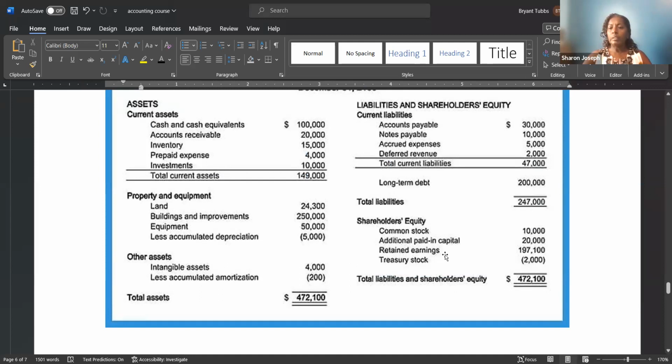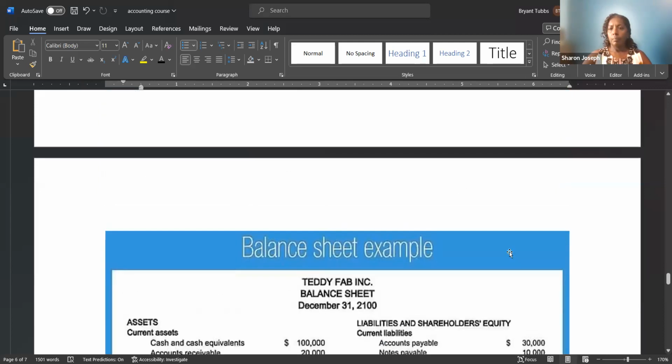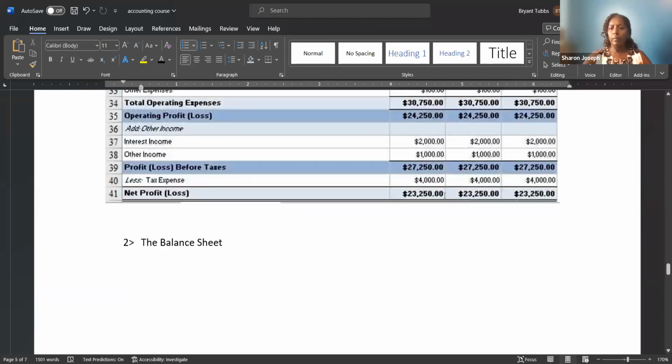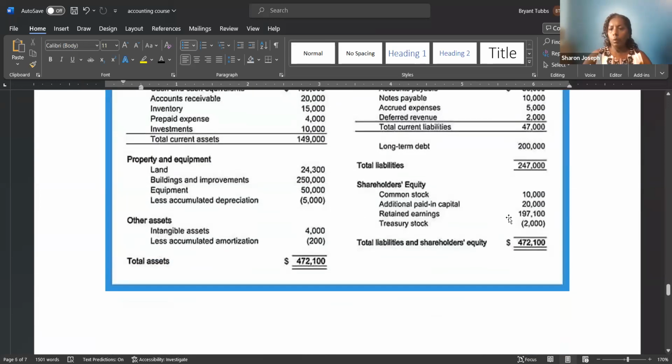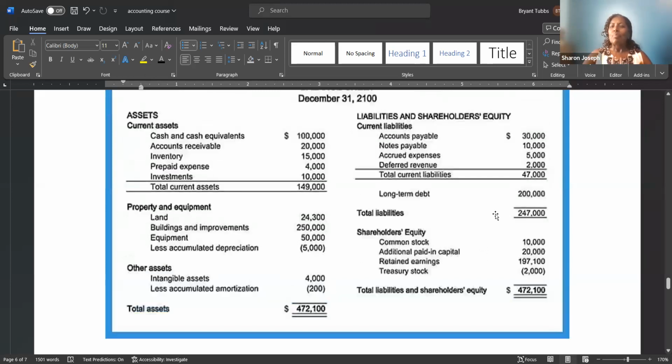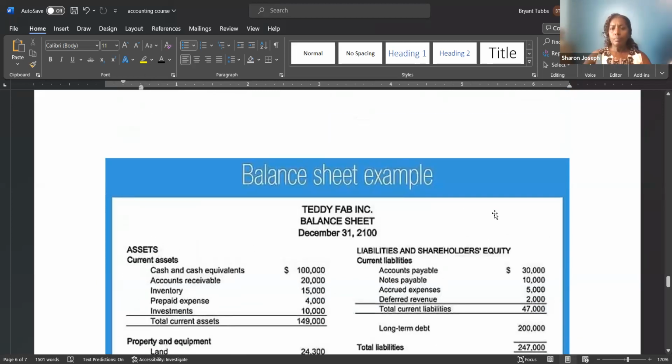In this case, retained earnings is $197,100. This business has been running for several years. So this 23 at the end of the year will increase this number to $200,100. I have to do that math real quick in my head. Sorry about that. So that's how the income statement and the balance sheet are related to each other.